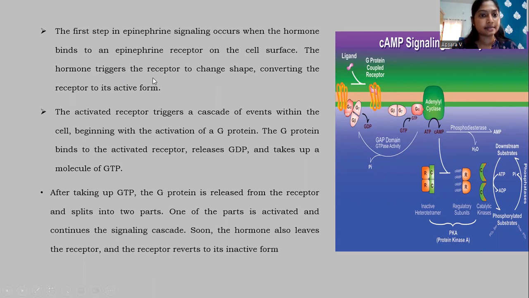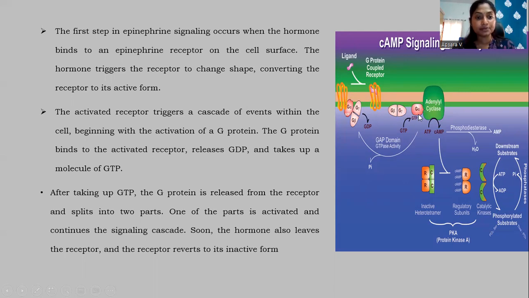The hormone triggers the receptor to change its shape and convert the receptor to its active form. The activated receptor triggers a cascade of events within the cell, beginning with the activation of a G protein. The G protein binds to the activated receptor, releases GDP and takes up a molecule of GTP. Here you can see the ligand. This is nothing but the hormone epinephrine in this case. This will come and bind to the G protein coupled receptor. Earlier the shape was this. Now it is undergoing a conformational change and it gives away GDP and takes up another molecule of GTP.